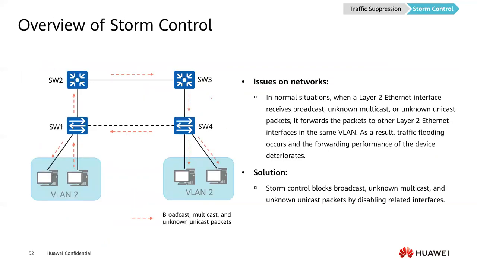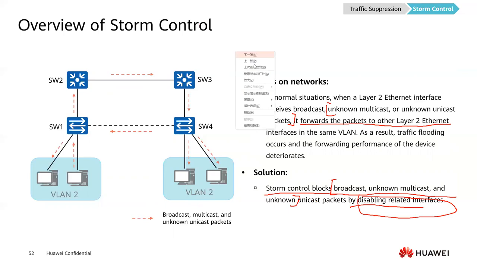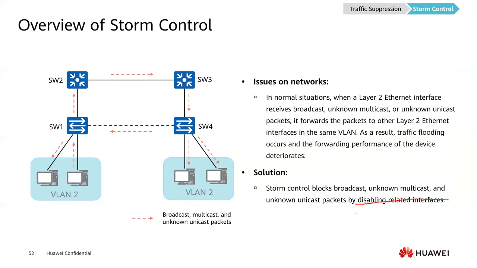Now let's look at what storm control is. You will find storm control is just like traffic suppression. In normal situations, when a layer 2 Ethernet interface receives broadcast, multicast and unknown unicast traffic, which we call BUM traffic, it forwards packets to other layer 2 Ethernet interfaces in a similar way. So we need to reduce it. How to reduce it? We can use storm control. It also takes effect on BUM traffic. The action can be to block or to shut down the related interface.